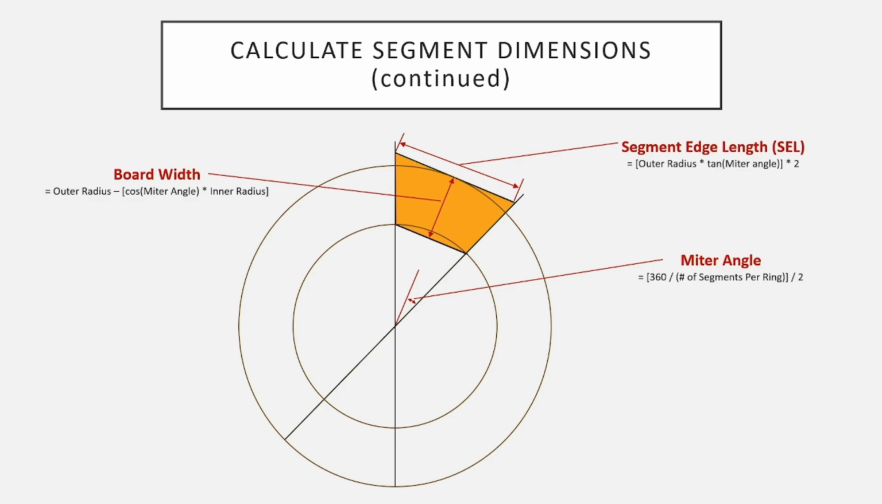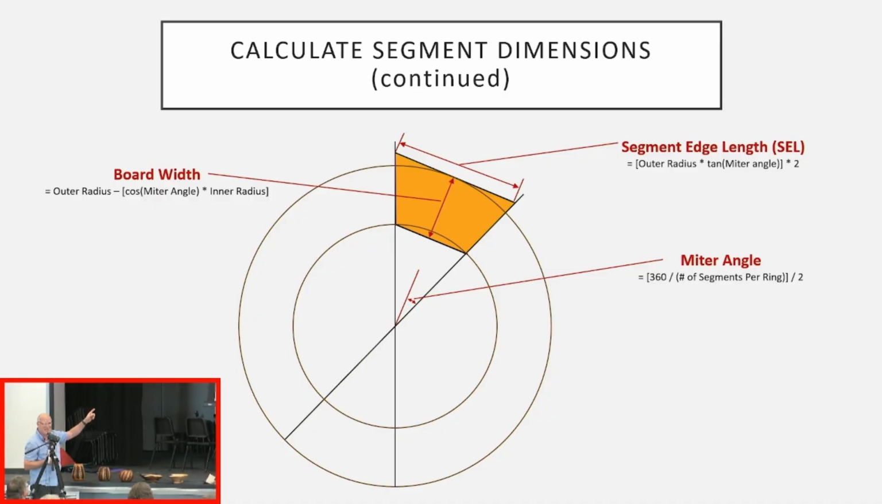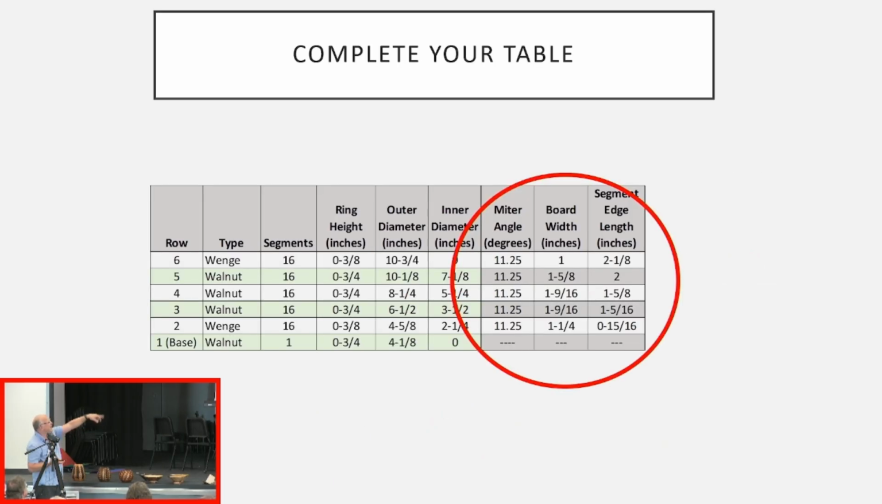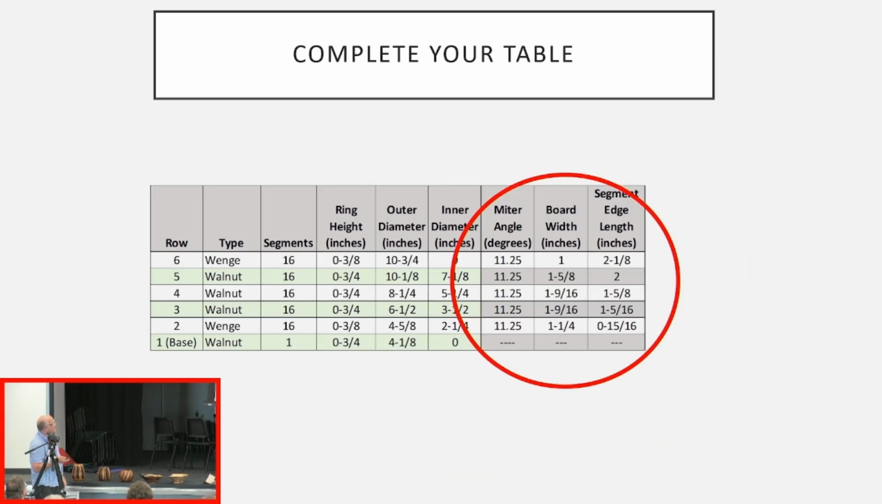And some of you are seeing this and thinking, yeah, I need to get home and fire up Excel so I can key in these formulas and start doing them, right? You can do that if you want. There are easier ways to do it. If you want, you can do all the calculations yourself, and then you just fill in those three things. What you're after is the miter angle, the segment edge length, which is how far it is across the outside edge, and then the board width. Those three things are what you need for your cut list. That's what you're going to use when you cut all your segments. So here's an example where I've gone through the math and filled all those in.